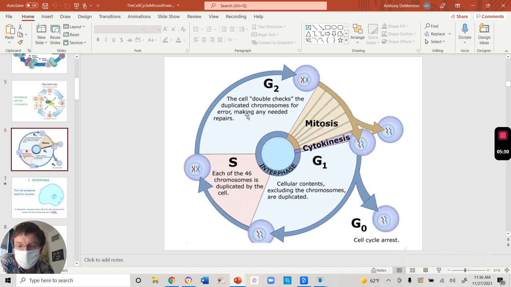Interphase happens in both mitosis and meiosis. We're just doing this specific example for mitosis right now. So again, interphase, you got G1, S, G2. We're growing, we're duplicating everything we need, except for the chromosomes during G1. During S, we're making copies of our chromosomes. G2, we're making sure everything is good before we get into the division, okay?